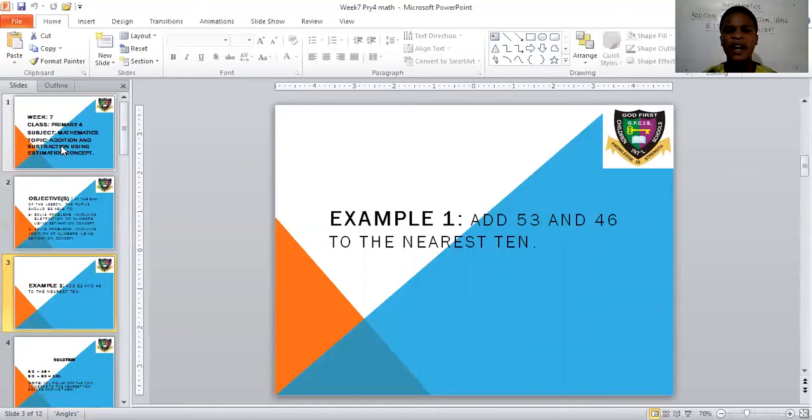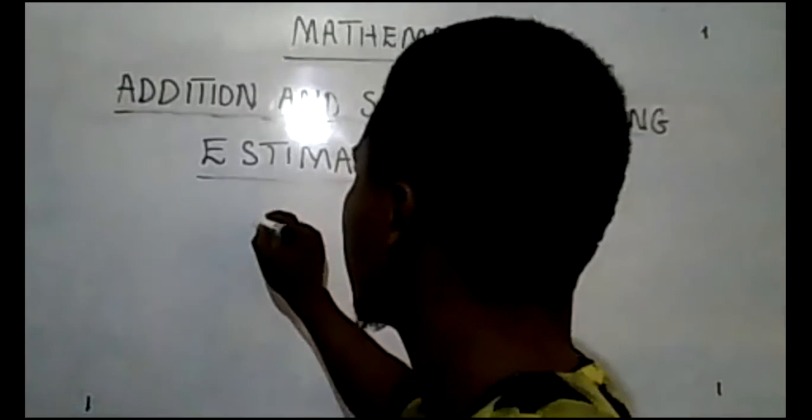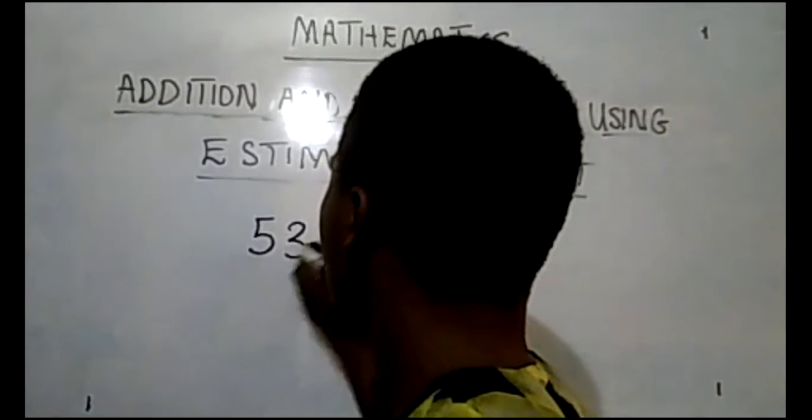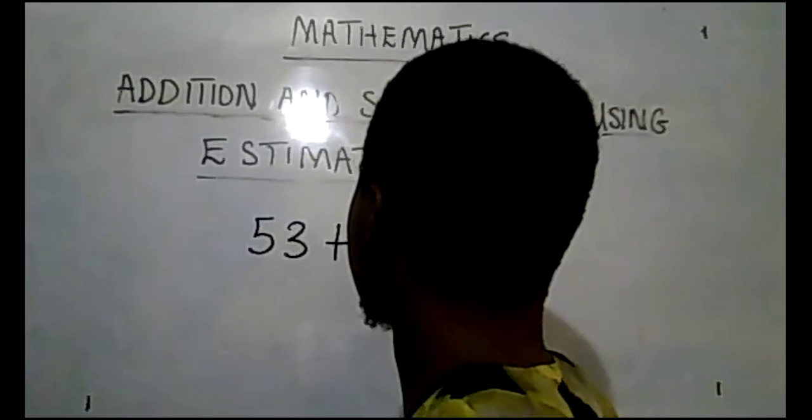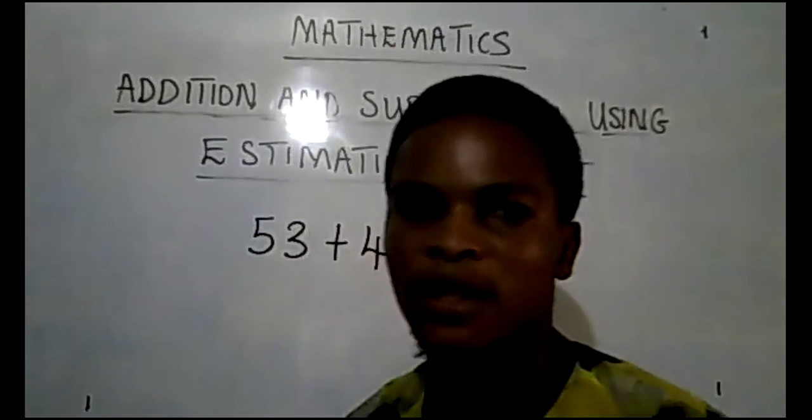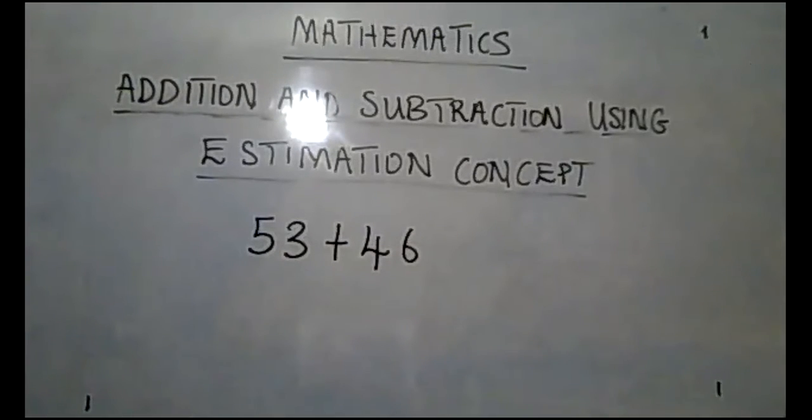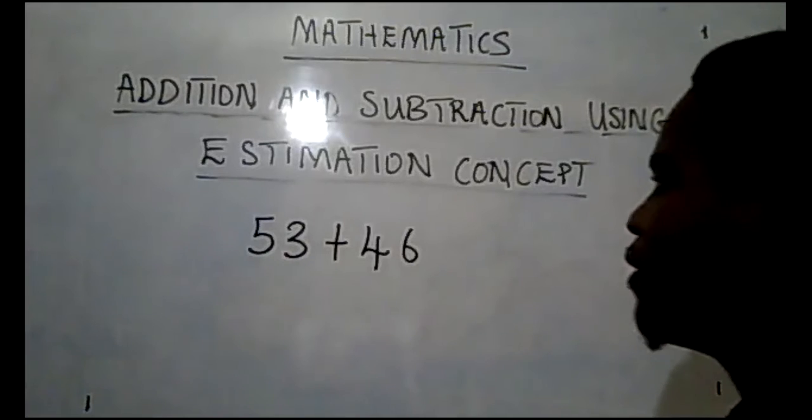Now, let's quickly look at the first example. The first example is telling us to add 53 and 46 to the nearest 10. How do you add this? Good. Look up, everybody. 53 and 46. We are to add 53 plus 46 to the nearest 10.